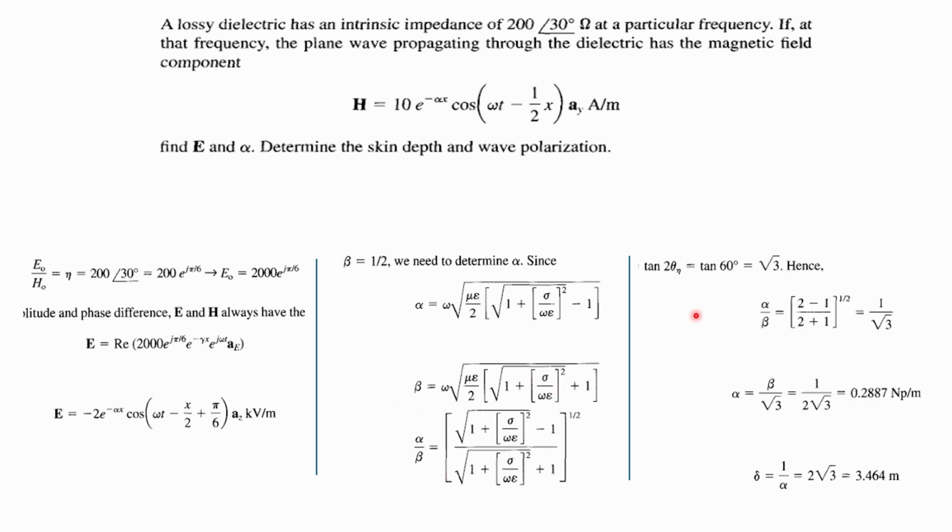So here alpha by beta is equal to 1 by square root of 3. This is the relation. Now with the help of the value of beta, you can get the value of alpha, which will be 0.283. Also the skin depth can be calculated, which is equal to 1 by alpha, that will be 3.4.